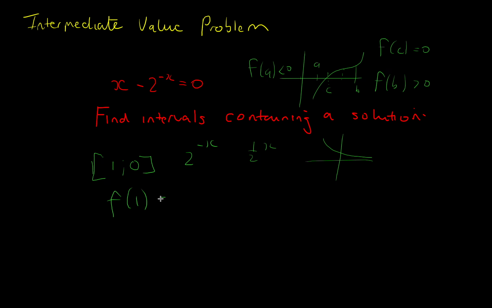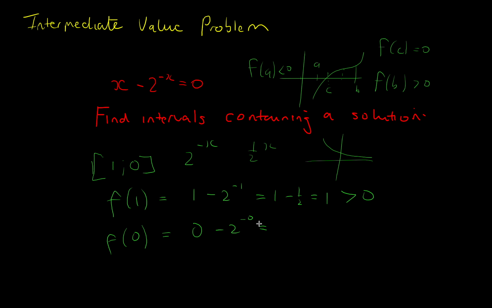So we must substitute 1 into this equation, and we must substitute 0 into this equation. One must be greater than 0, another one must be less than 0. If we substitute 1 into this equation, we get 1 minus 2 to the power of minus 1, which would be 1 minus half, which would be a half, so this is greater than 0. If we substitute 0, then we have 0 minus 2 to the power of minus 0.